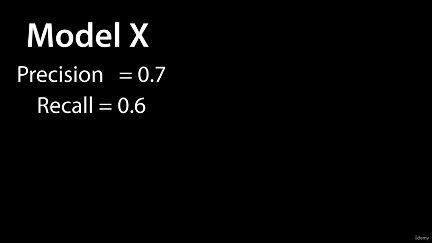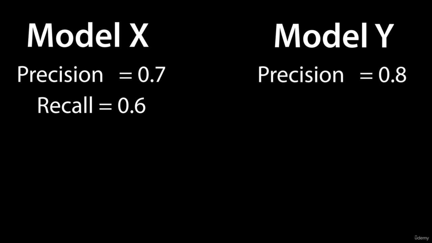Now, let's say I have a classification model called Model X that produces for a certain task a precision of 0.7 and a recall of 0.6. And then I have another classification model, Model Y, that for the same task produces a precision of 0.8 and a recall of 0.5. Overall, these models seem to be equal in their performance just by taking the averages. However, the model that I would choose would depend heavily on the task at hand.